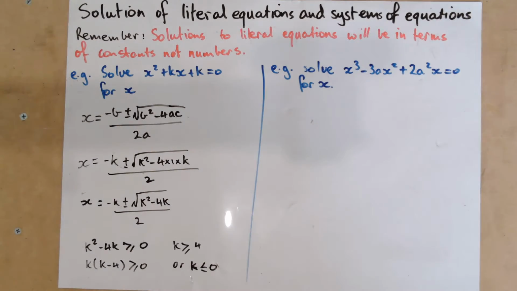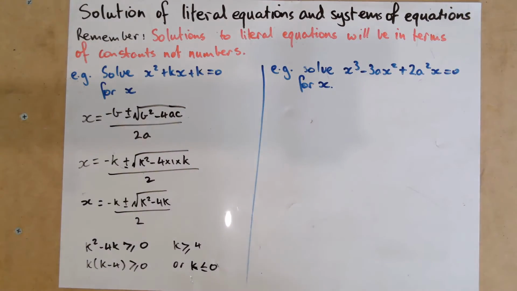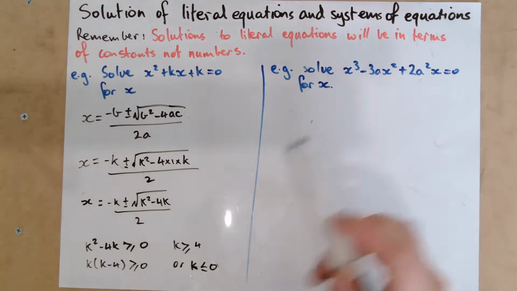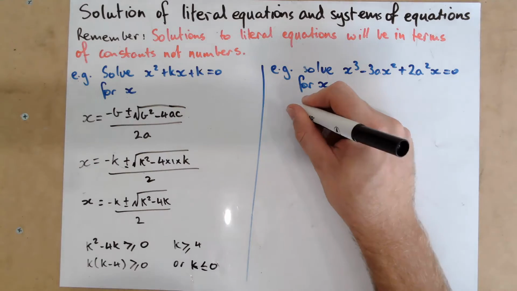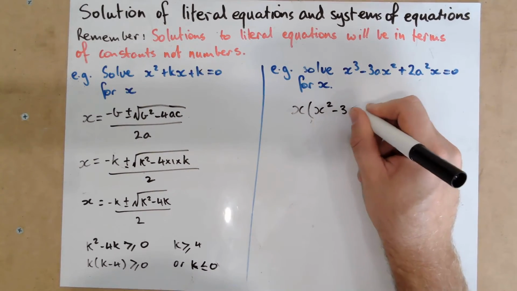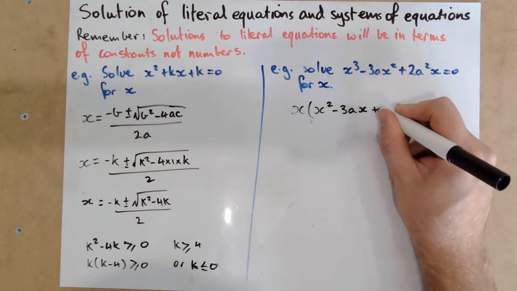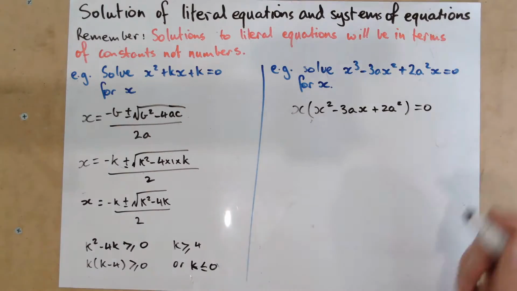In our second example, we've got solve x cubed minus 3ax squared plus 2a squared x equals 0 for x. For this one, we can see that x is a common factor of all our terms, so we take x out as the common factor: x outside of x squared take 3ax plus 2a squared equaling 0.